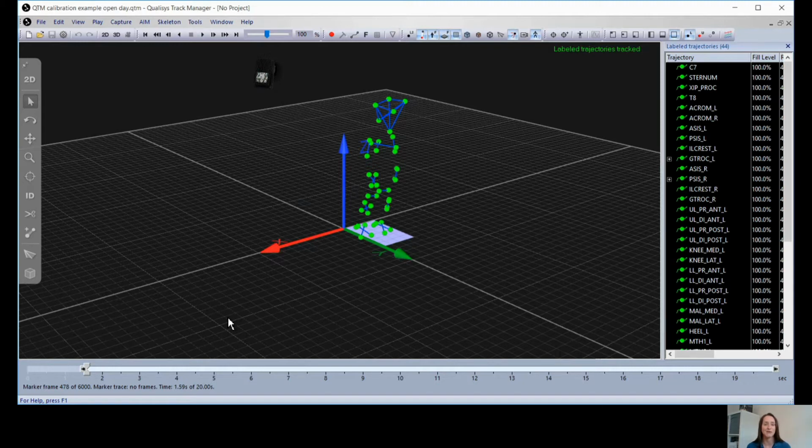For example, we might be working with a football player who's trying to optimize ball velocity during an in-step football kick. We can look at how the movement of their segments relates to increasing ball velocity.